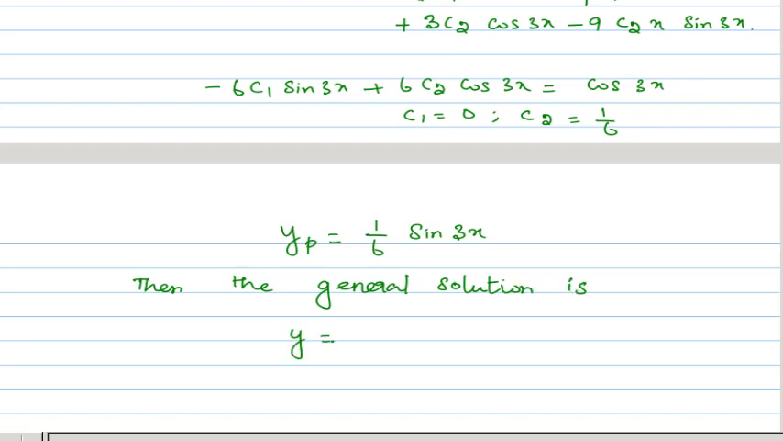Then the general solution is y equals yc, that is a times cos 3x plus b times sin 3x, plus 1 over 6 times x times sin 3x. This is our general solution of the given differential equation.